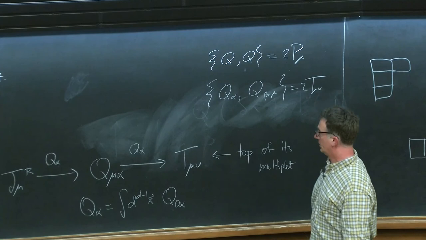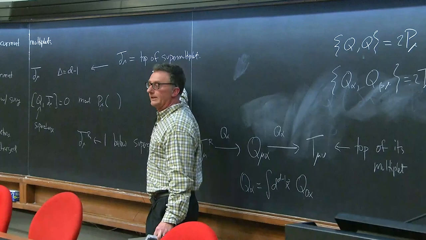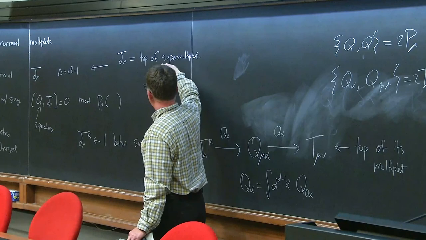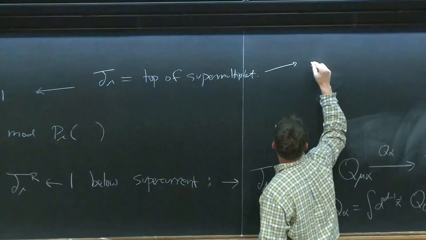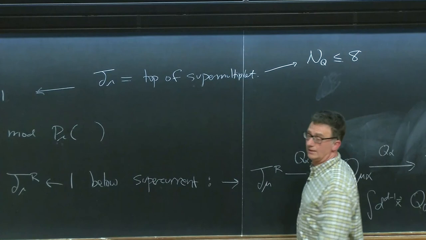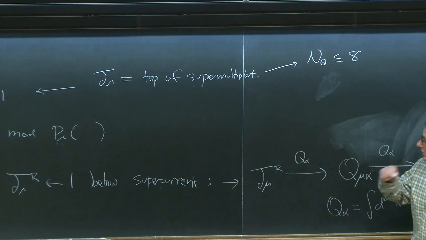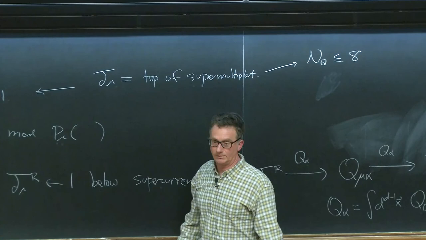So the stress tensor is at the top of its multiplet, and flavor currents are at the top of their multiplet. And actually, this condition that these things are at the top of the multiplet tells us that they can only exist if there aren't too many supersymmetries. Like this condition that this J mu is at the top of the supermultiplet implies that the number of supercharges has to be at most 8 in order to have a conserved flavor current. So theories with more than 8 supercharges, if we just look at the condition to have the current be at the top of the multiplet, it's just not possible with more than 8 supercharges.